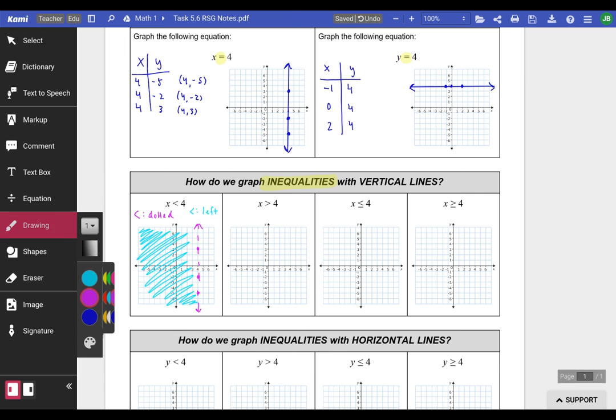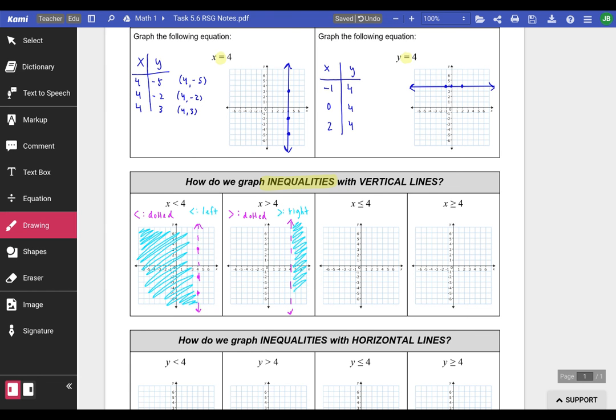Now, if I look at the next example, again, I notice I have a strictly greater than, so that's going to be dotted as well. So I know this is a vertical line that crosses the x-axis at 4. But now, since this is a greater sign, that arrow is pointing to the right, we're going to shade to the right. And it's going to look like this.